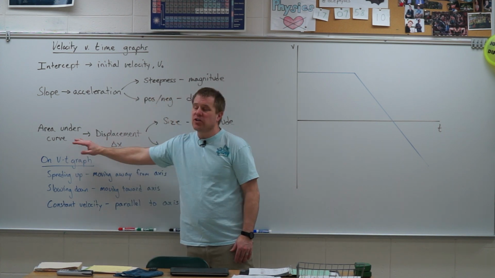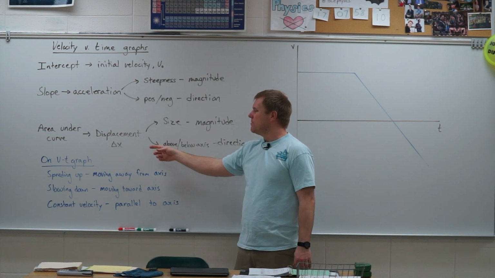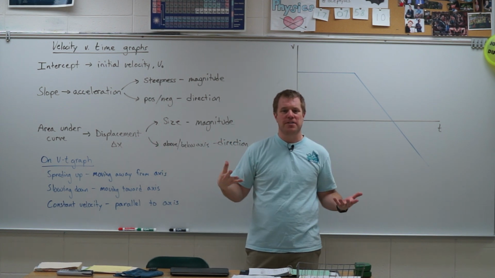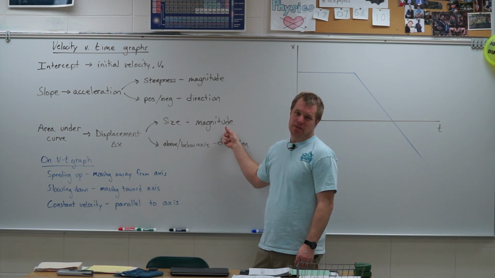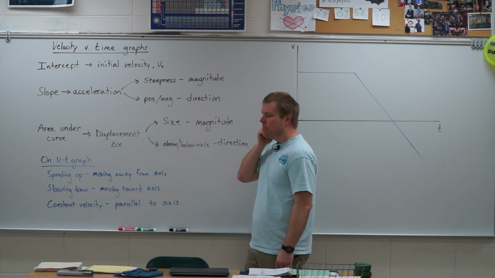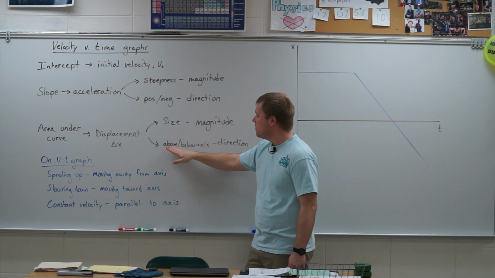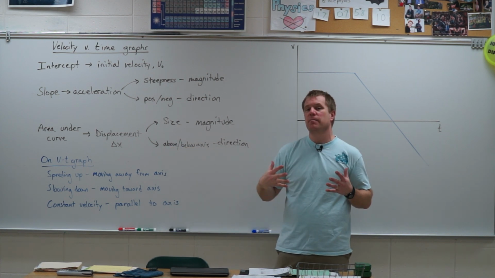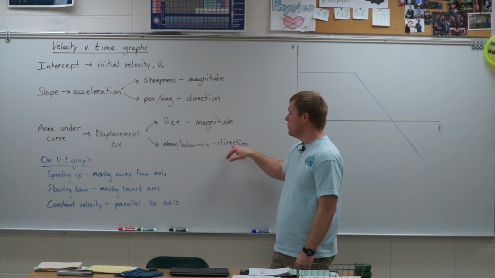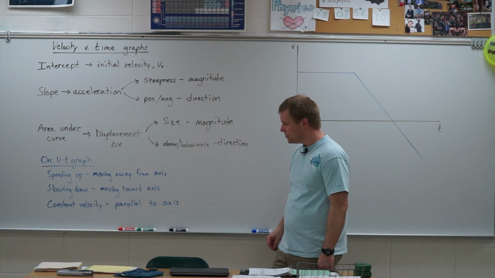The area under the curve on a velocity versus time graph tells me about the displacement. How far has it gone and in which direction? So the size tells me about the magnitude for the area under the curve. And I'm going to show you what that looks like on this graph here. And whether it's above the axis or below the axis tells me about the direction of that displacement.